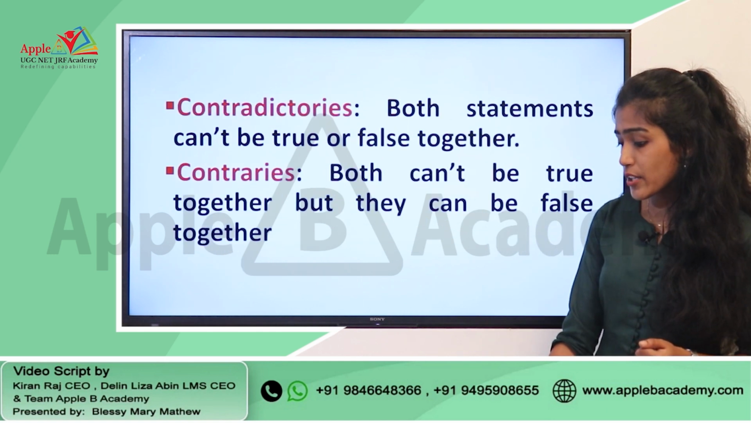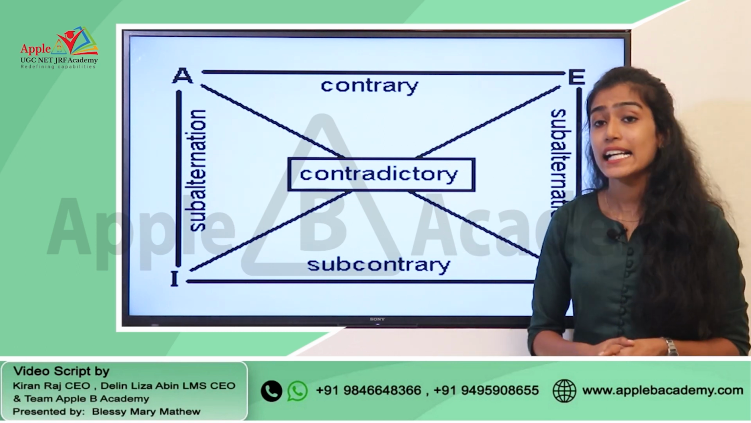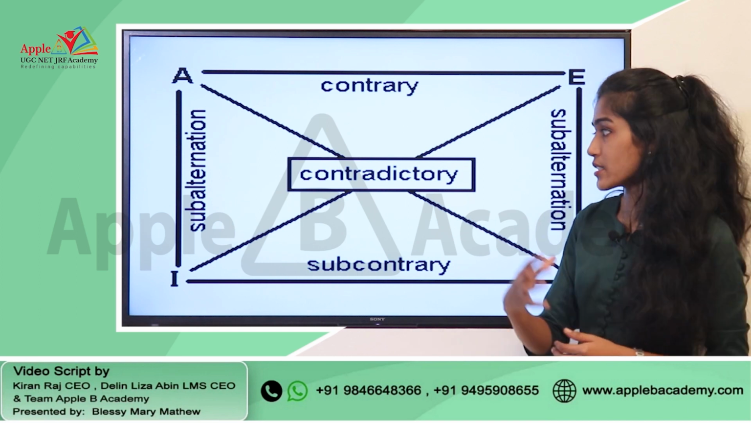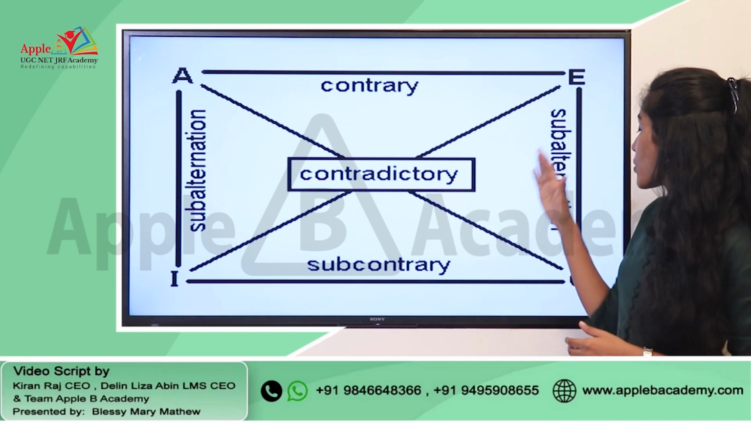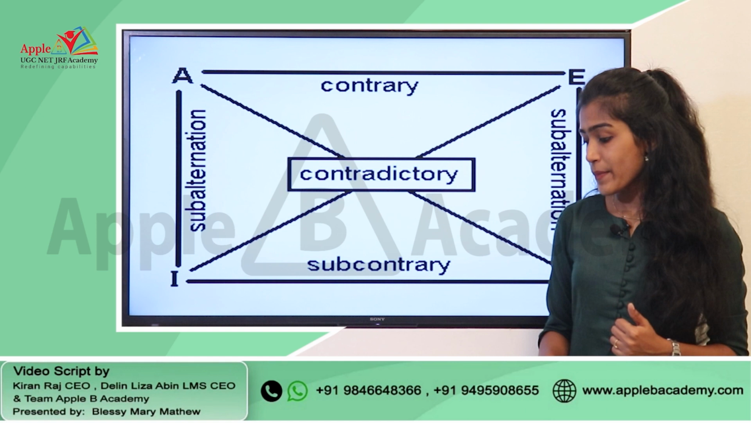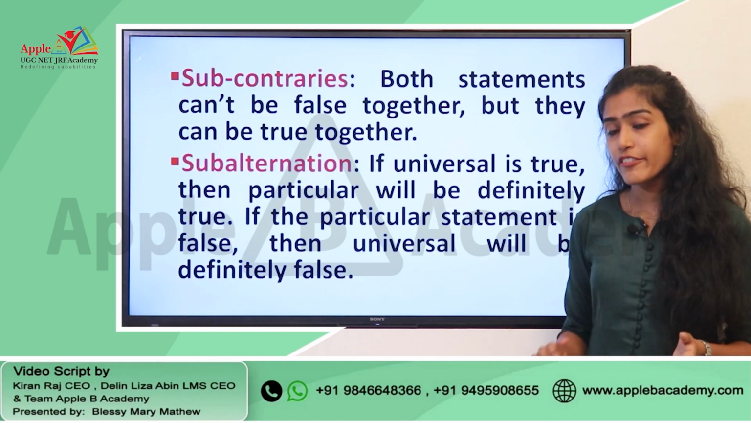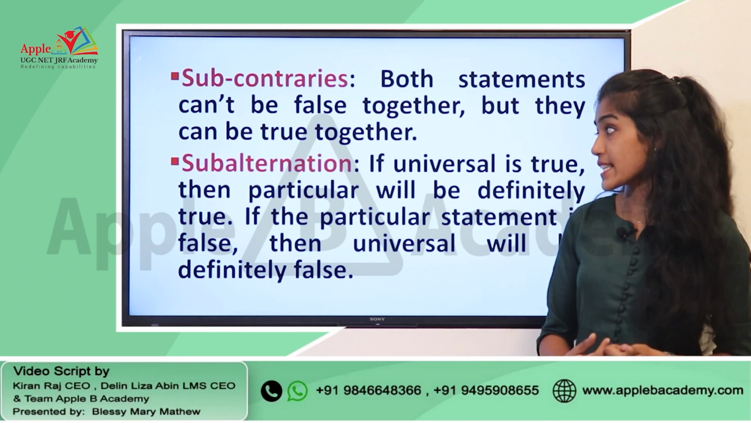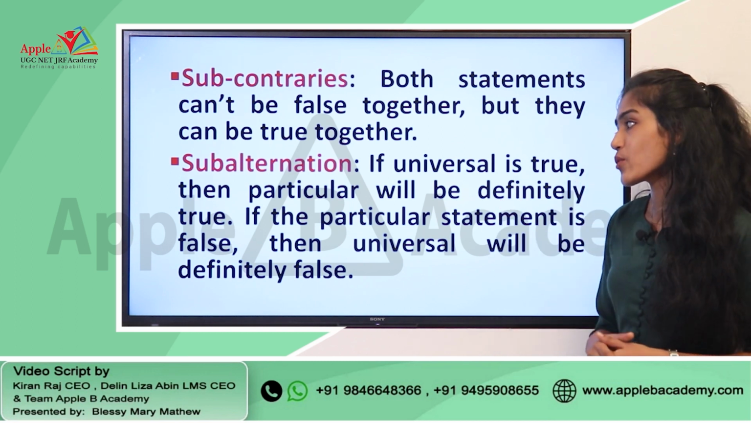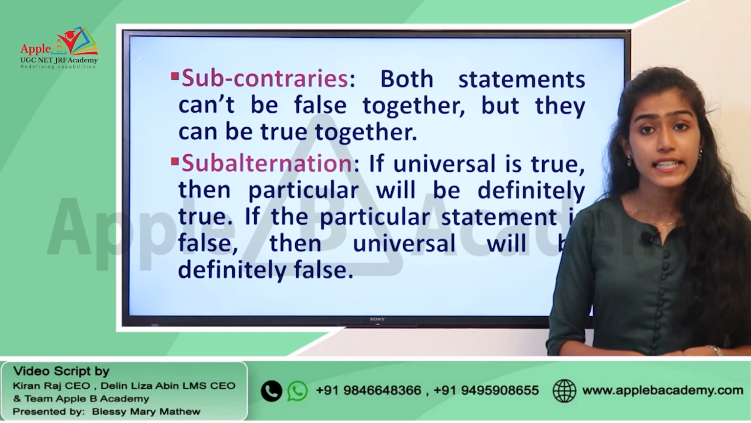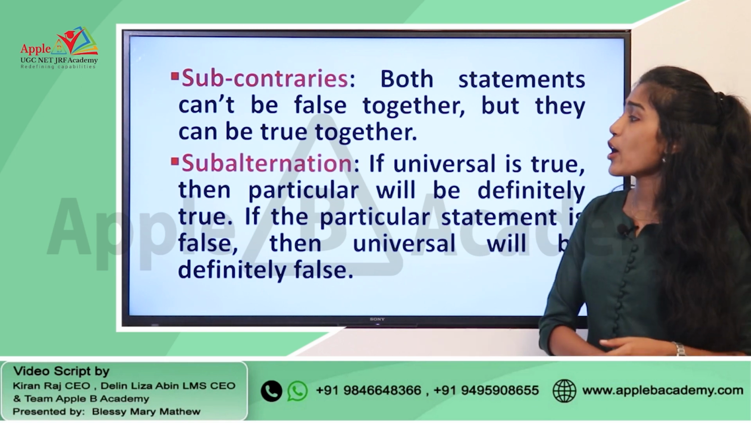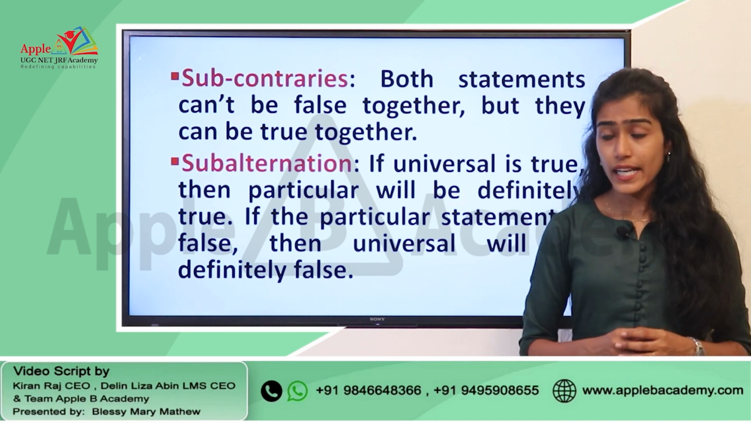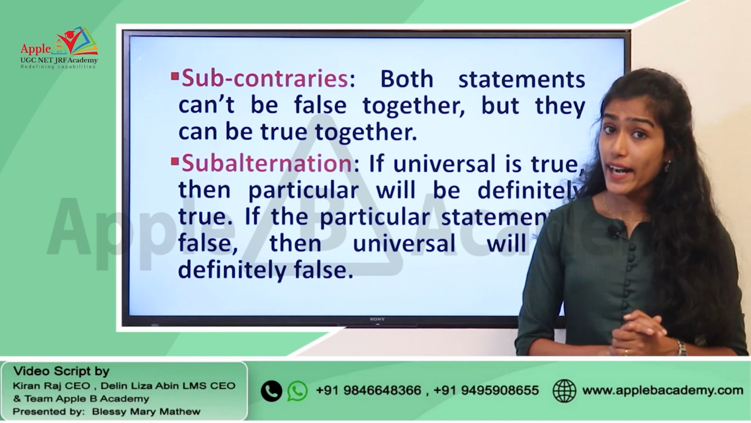When it comes to subalternation, which are the sets that you can consider under that particular label? We have A and I, that is a subalternation relationship, and also we have E and O. So, how do these different propositions exist in subalternation? If the universal is true, then the particular will definitely be true. When we discussed subalternation, I have already said that their quality is similar, but they are different in their quantity.